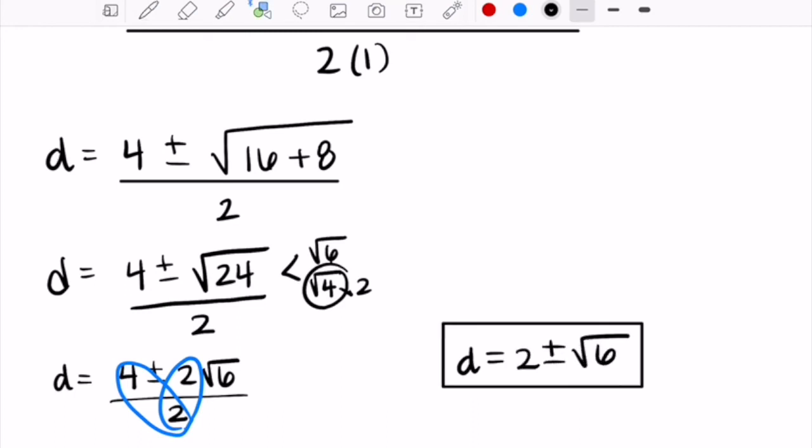And so 4 divided by 2 gives me 2, and then 2 divided by 2 gives me 1. So my answer for this one is going to be d equals 2 plus or minus the square root of 6. If you solved this one by completing the square, you would get the same answer to the question.